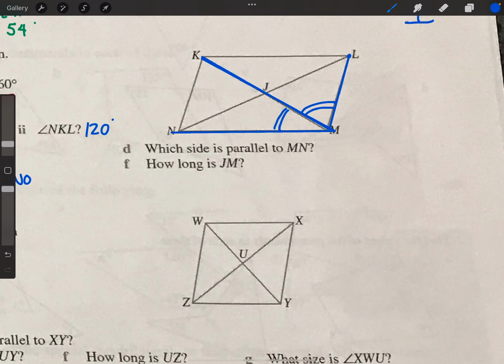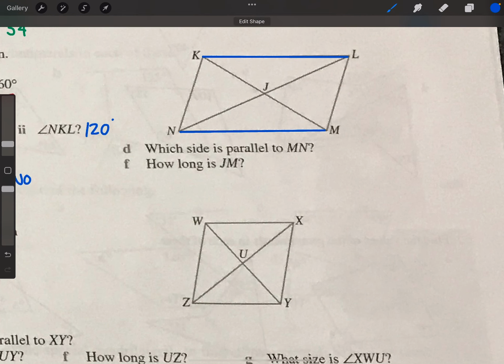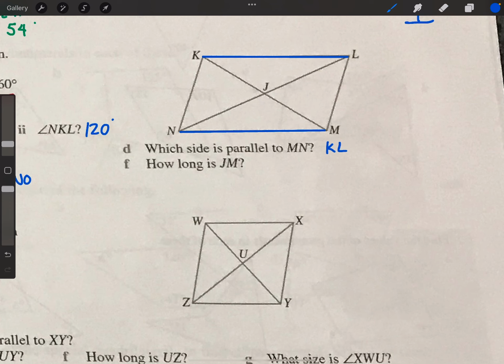Which side is parallel to MN? MN. Let me see where that is. MN is this one here. Which side is parallel to that? Well, this one is parallel to it, which we can say is KL. Or you can say LK, it's the same thing.